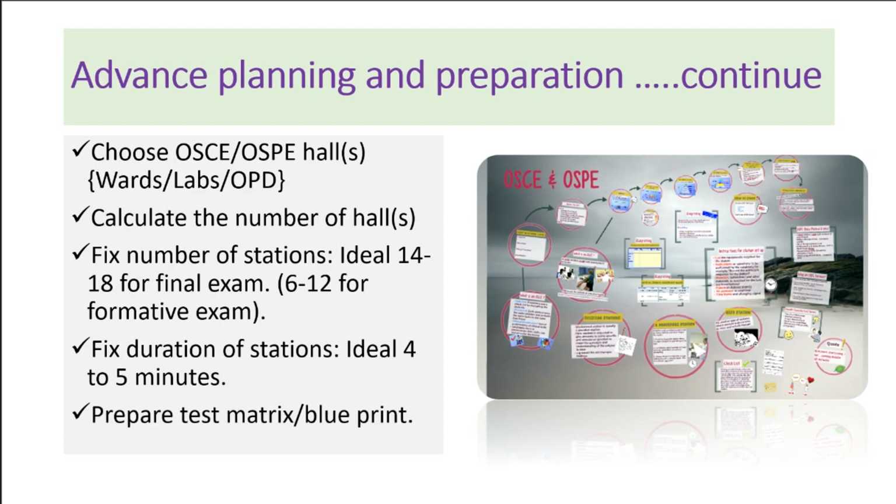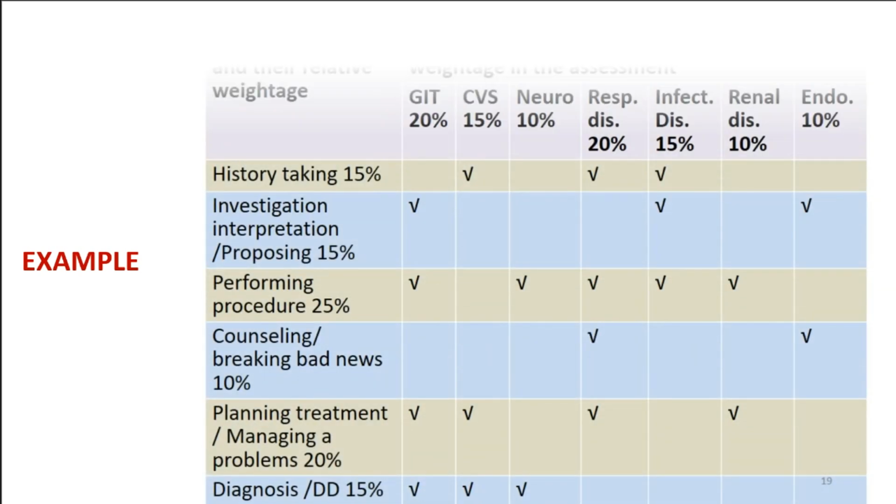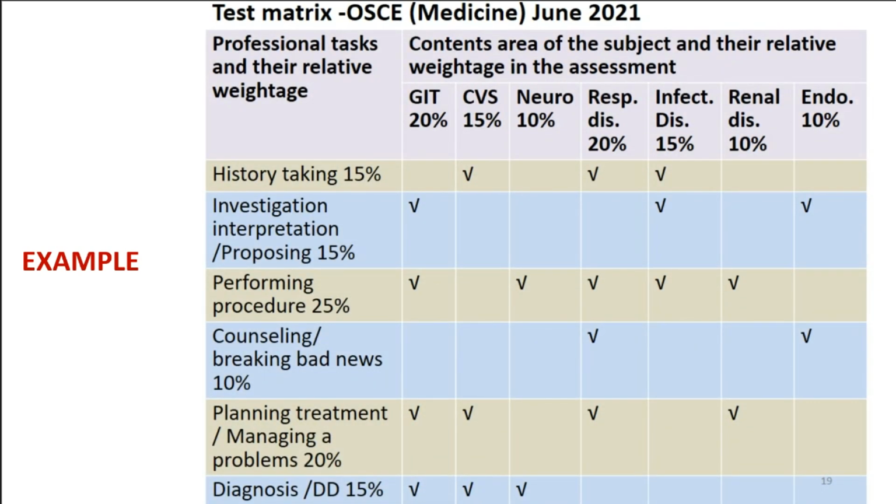Prepare test matrix, blueprint. Example, test matrix OSCE, Medicine, June 2021. Professional tasks and their relative weightage: history taking 15%, investigation interpretation, proposing 15%, performing procedure 25%, counseling, breaking bad news 10%, planning treatment, managing a problem 20%, diagnosis, DD 15%.